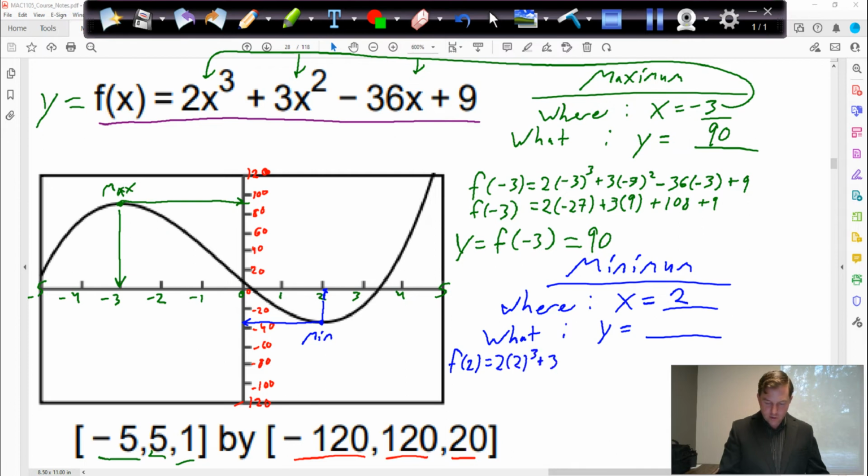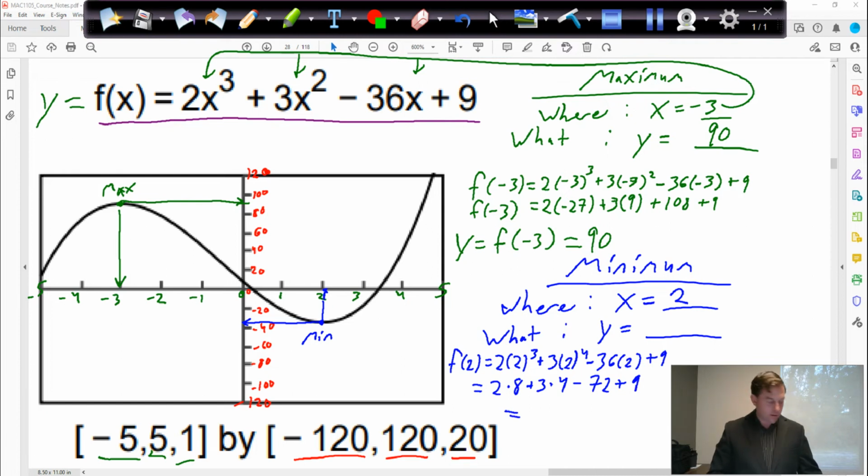2 to the third plus 3 times 2 squared, minus 36 times 2 plus 9. This would be 2 times 8 plus 3 times 4 minus 72 plus 9. And if you add 16 and 12, subtract 72, do all that arithmetic, you should get that this would be equal to minus 35. So the y value there is minus 35, which you can see is pretty close to what I've drawn there, in between, closer to 40 than 20, past the halfway point.